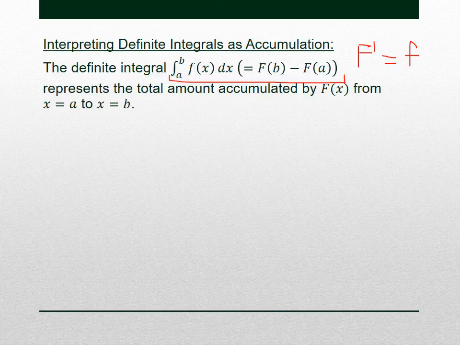But it also represents the amount accumulated by capital F from a to b. And all that really means is the amount accumulated by F, how much F gains as x goes from a to b, is just represented by this difference here, F of b minus F of a. But this allows us to interpret this definite integral as an accumulation of the antiderivative F of x. So let's look at an example of that.